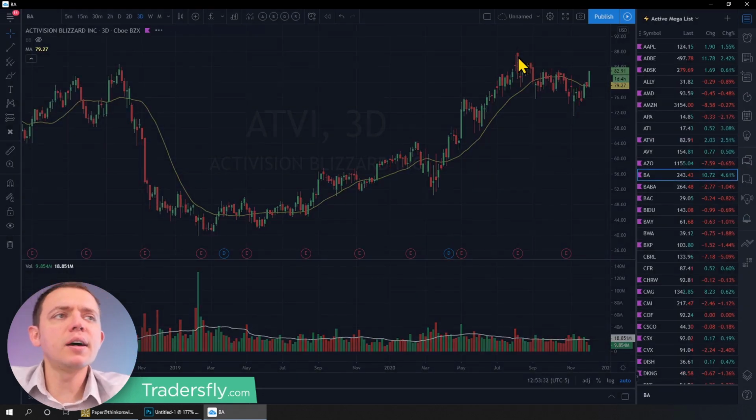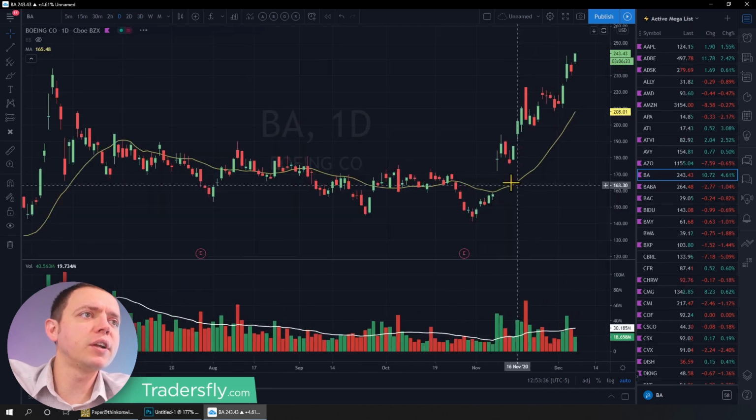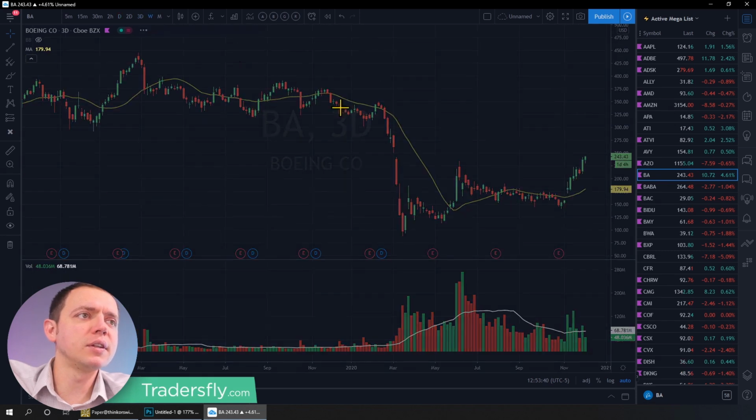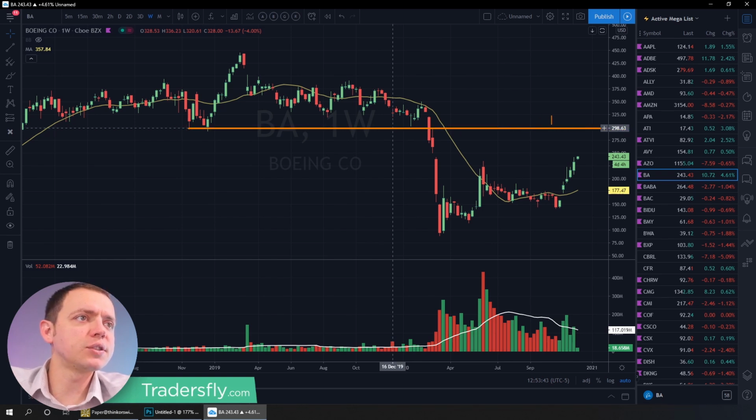Let's look at Boeing here. Also another one that's been doing fairly well recently, especially as you can see this moving since the sell-off and some of the issues. When you look at this one, I would say here is your resistance right around 300, and it's slowly getting back into those levels.